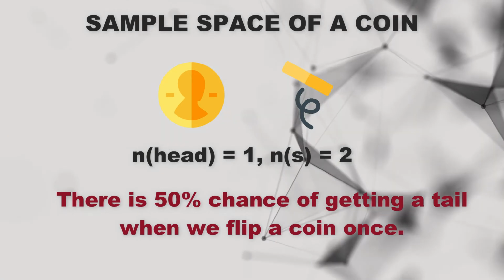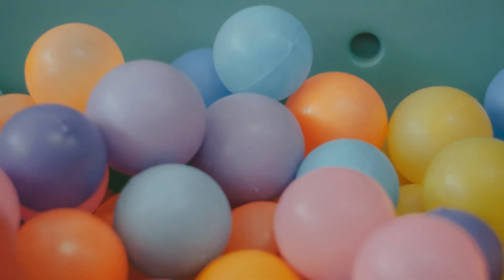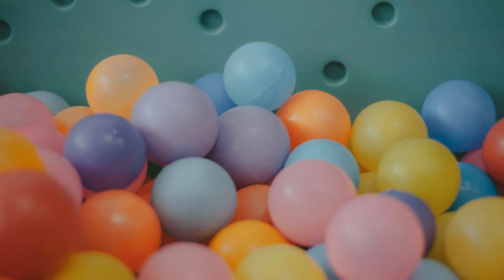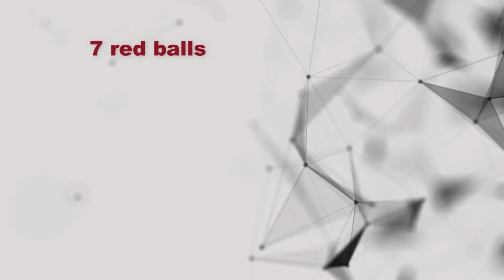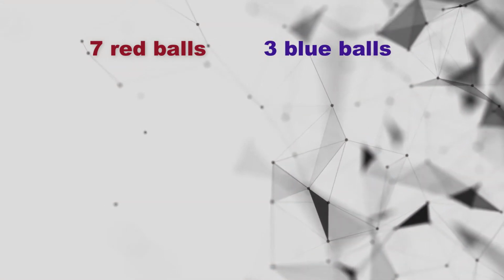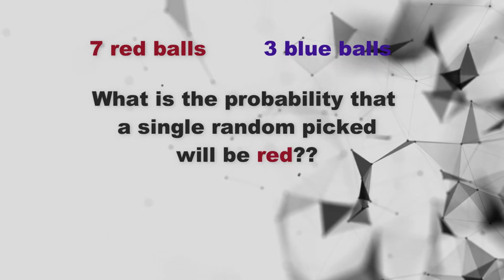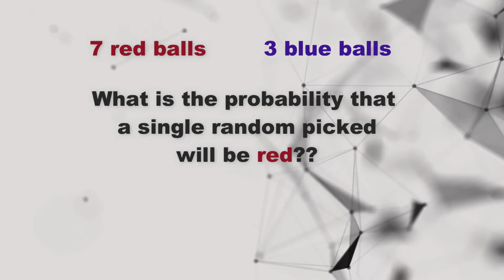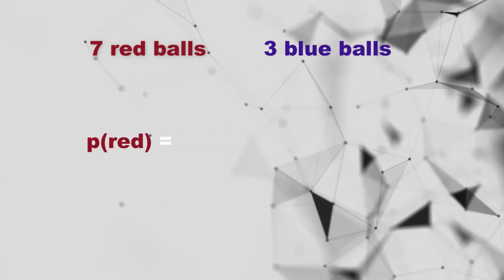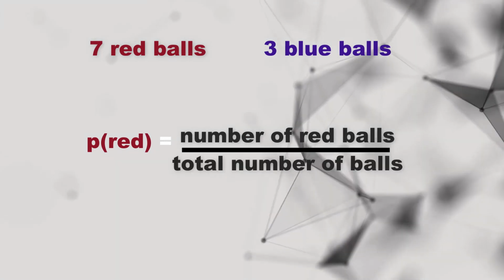One more example, and this time I'll be using the concept of a bag containing some balls, and then we decide to pick just one ball from the bag. So let's assume we have this bag that contains 7 red balls and 3 blue balls. I dip my hand into the bag and pick just 1 ball at random. So what is the probability that that ball is going to be a red ball? The probability of picking a red ball is going to be equal to the number of red balls we have in the bag divided by the total number of balls.